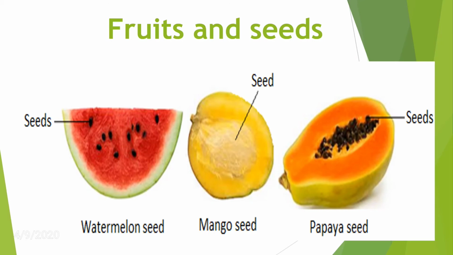Fruits have seeds. Some fruits, such as mangoes, have one seed, while some fruits like watermelon have many seeds. New plants germinate from the seeds if they get the right kind of soil, water, warmth and air.